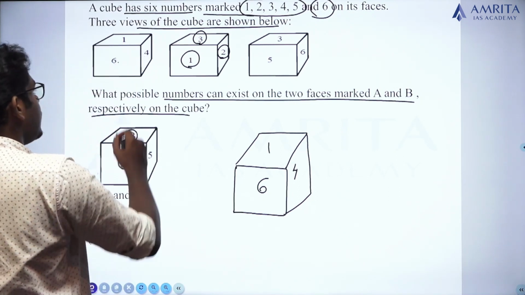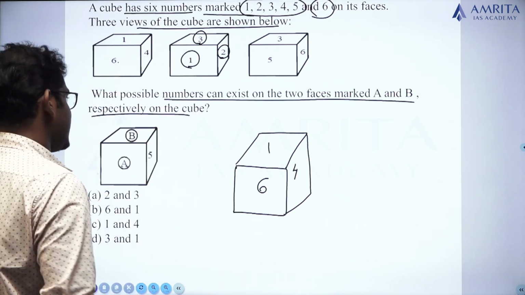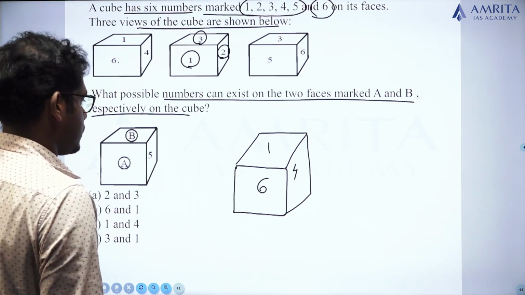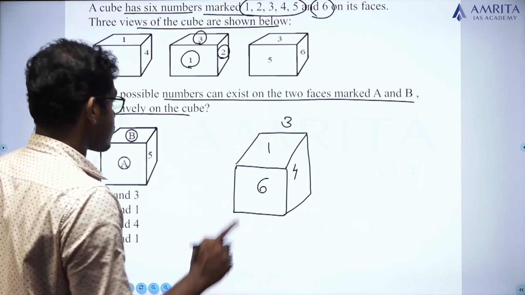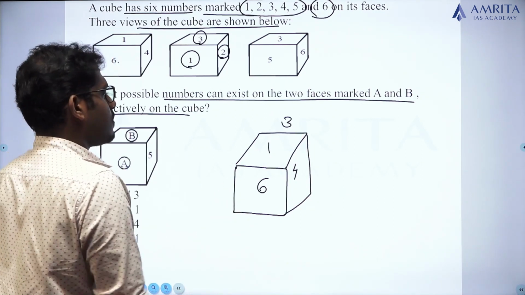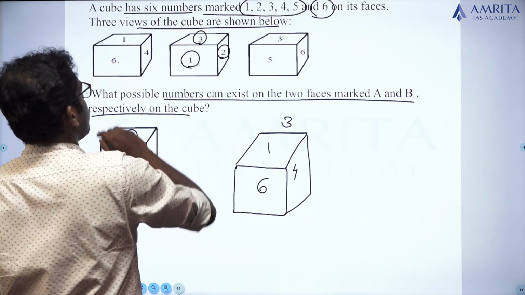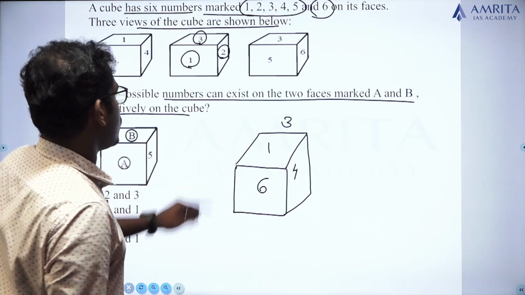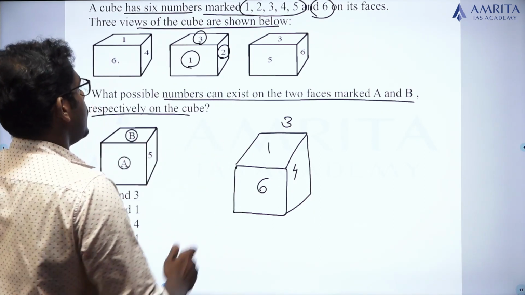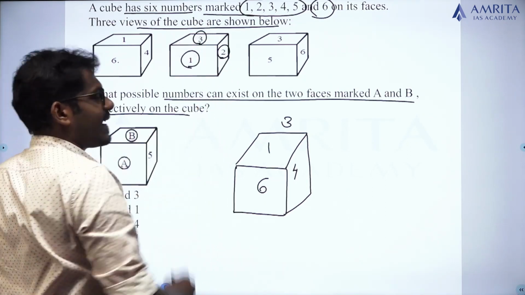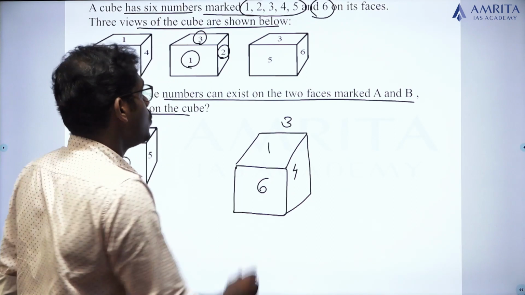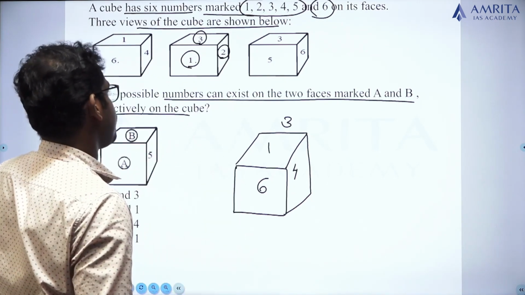So which means that 3 is opposite to what? 6. 3 is opposite to 6. So I can write 3 is opposite to 6. Now consider one more thing. I am left with 2 and 5. See, 2 is common, it is adjacent to both 1 and 3.